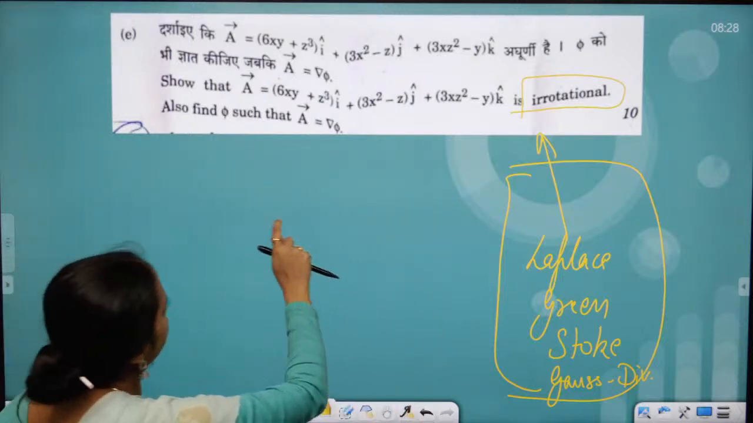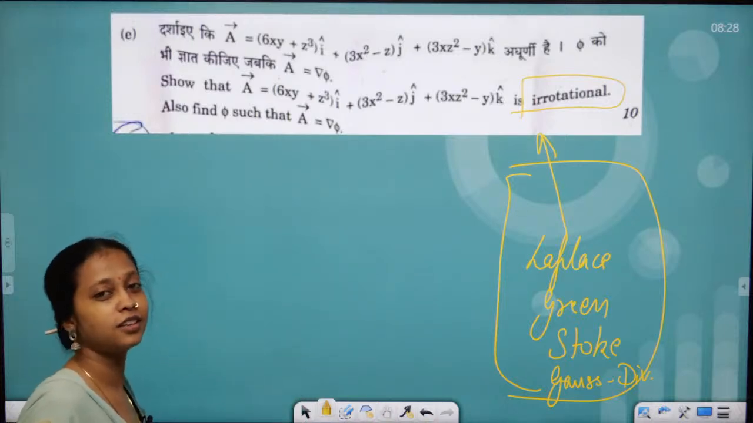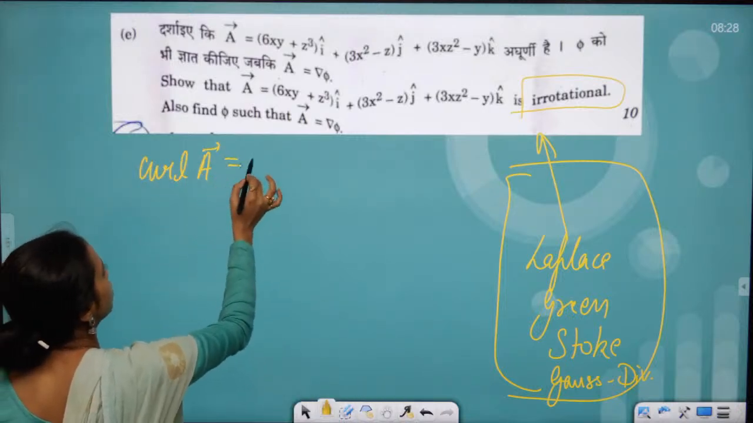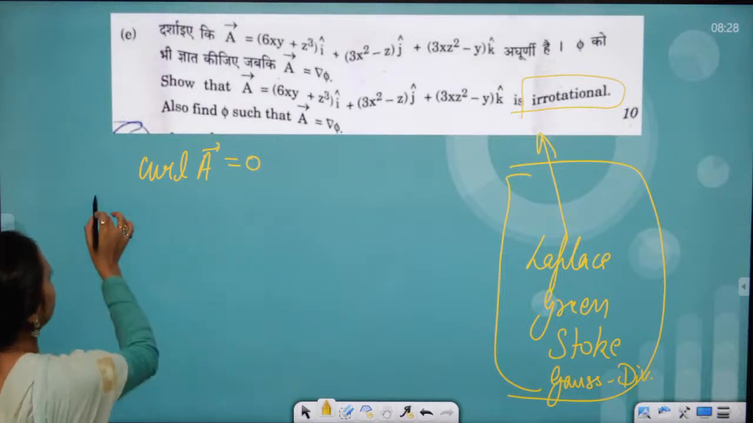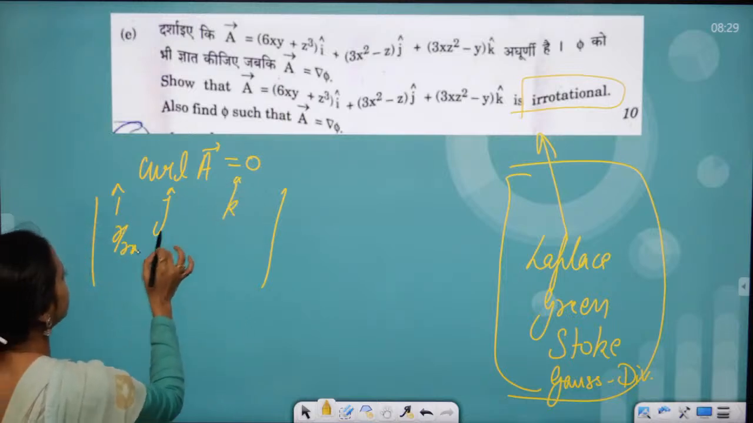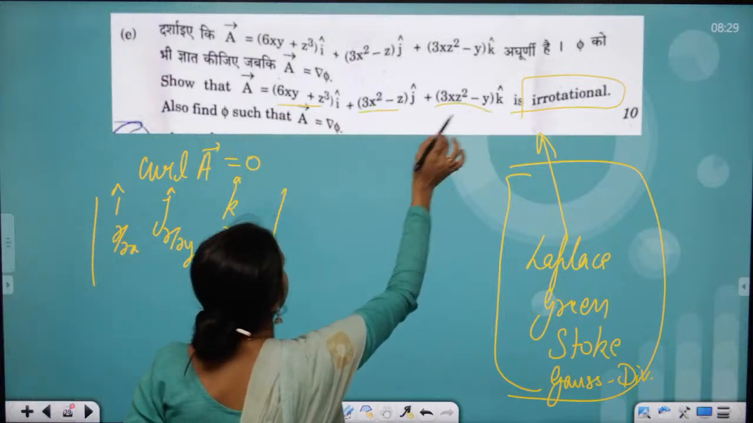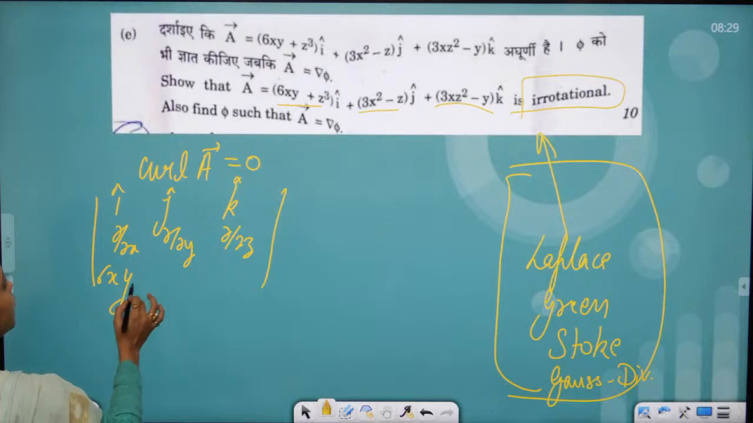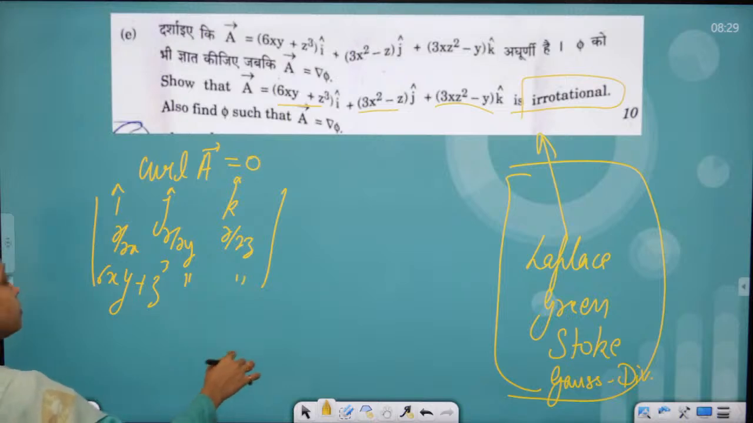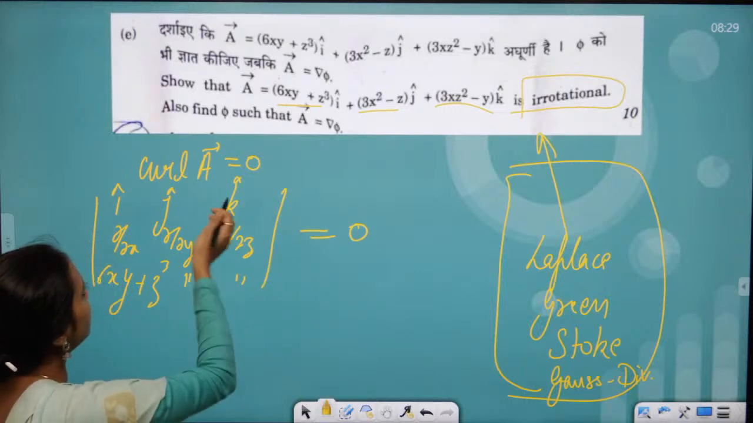A vector is given, and you have to prove that it is irrotational. If you do not know what is irrotational, then nothing. Irrotational means the curl of the vector is 0. What is the curl of a vector? Determinant of i cap, j cap, k cap, del by del x, del by del y, del by del z, and this over here, 6xy plus z cube, and write it down. Calculate this determinant, this has to be 0. If the curl is 0, job is done, first part.